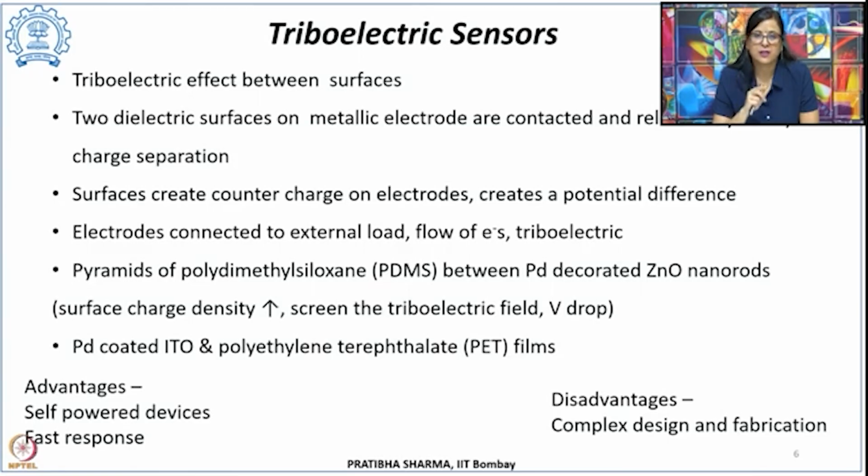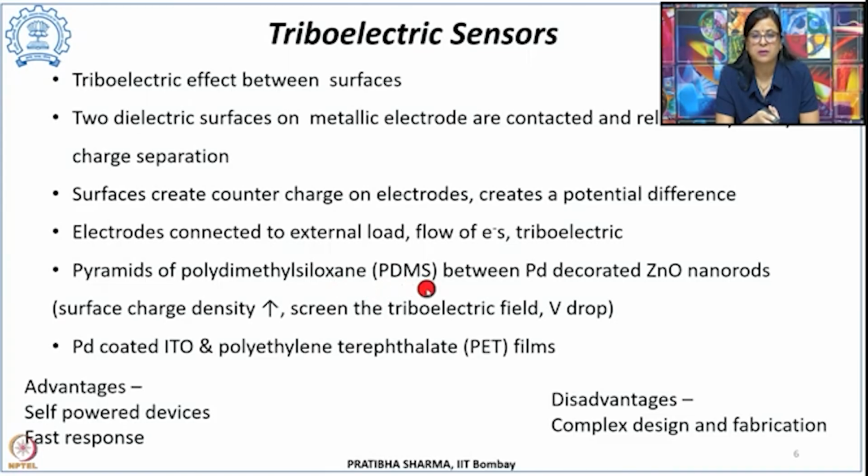Now this charge separation on these dielectric surfaces creates a counter charge on the electrodes, and that counter charge on the electrodes creates a potential difference. Now when these electrodes are connected to an external load, a flow of electrons will take place, and that is known as the triboelectric effect, and the device is known as a triboelectric generator. Now the materials that could be used, as per the literature studies, are like the pyramids of polydimethylsiloxane.